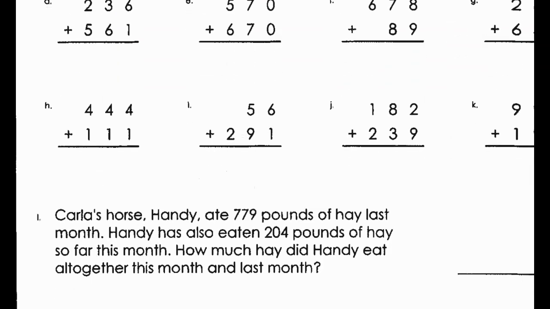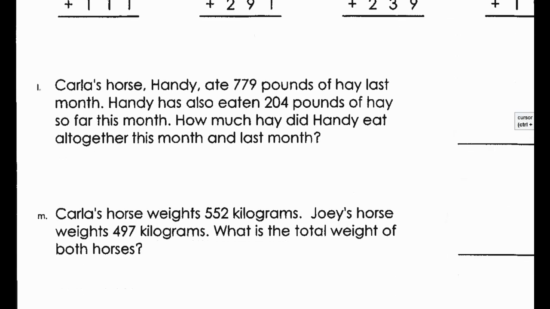Okay, and then again, look at the word problems. What have we been doing this whole time? Adding. Okay. Because the keyword is all together, that tells me to add. When it says what is the total weight of both horses, tells me to add. All right.